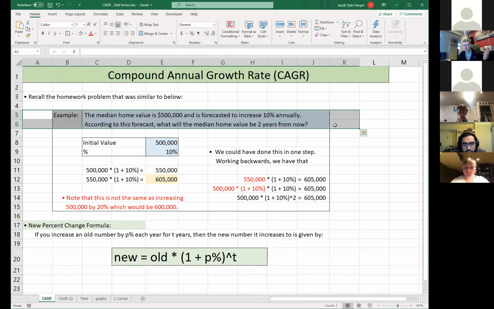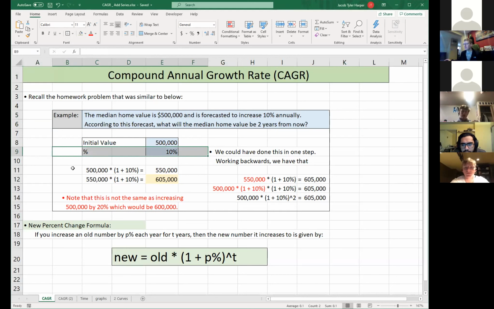The value was going up by some percent every year. What's it worth 2 years from now? So in this case, I'm going to go up by 10% a year. So I take my 500,000, multiply it by 1 plus 10%. That's what it's worth at the end of year 1. Now, what about the end of year 2?